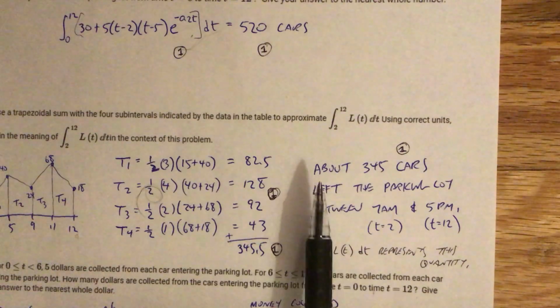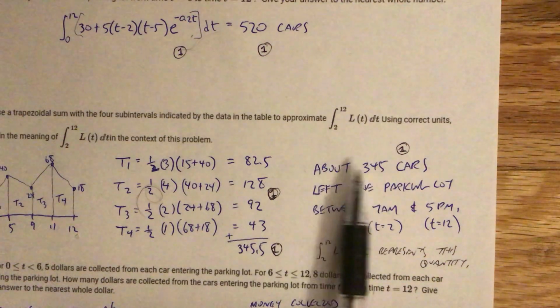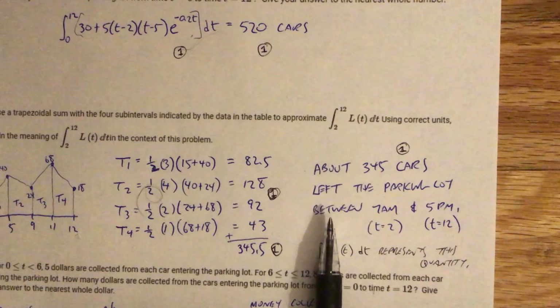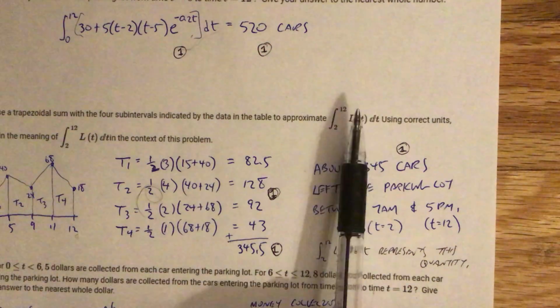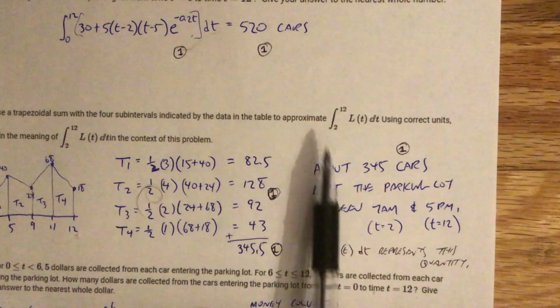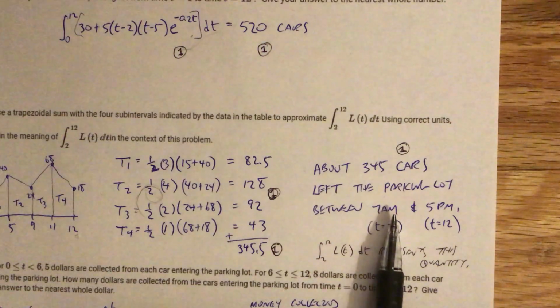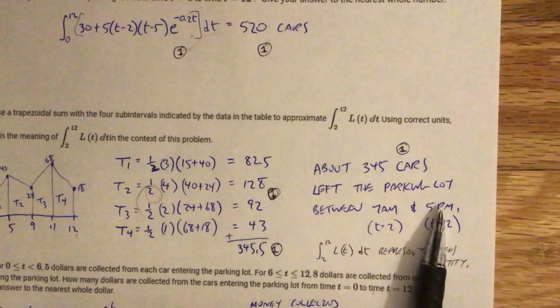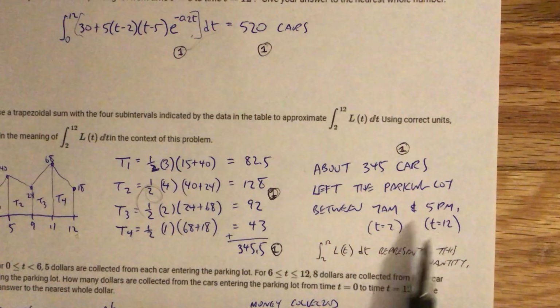But I basically said it all means about 345 cars left the parking lot between time 2 and time 12, which, since we started at 5 a.m., time 2 is 7 a.m., and time 12 would be 5 p.m. This is 2 hours later and 12 hours later.